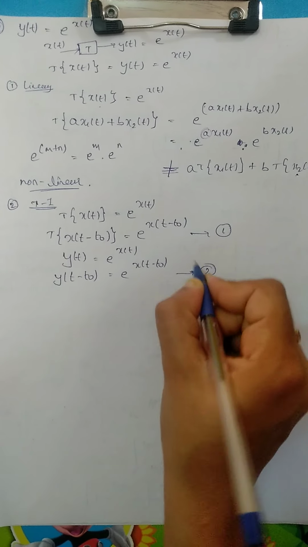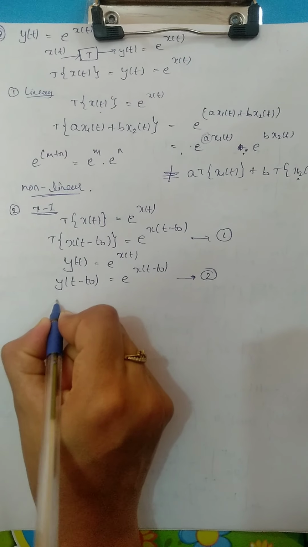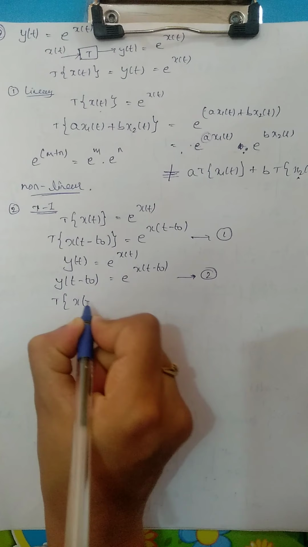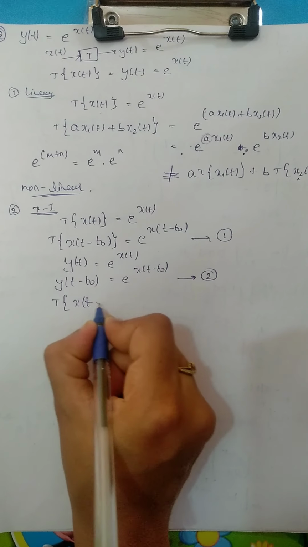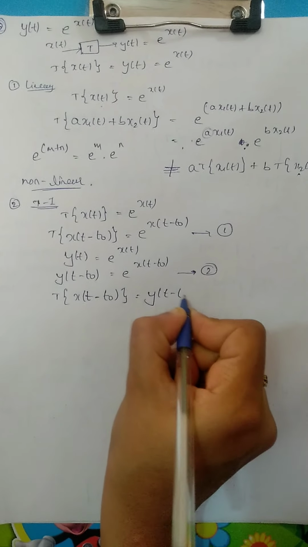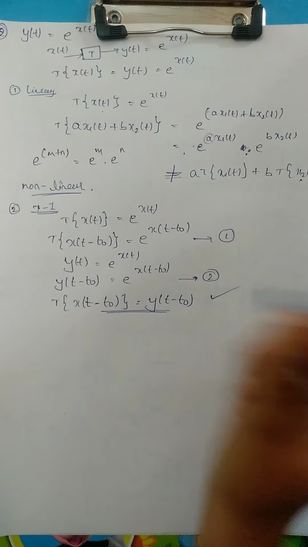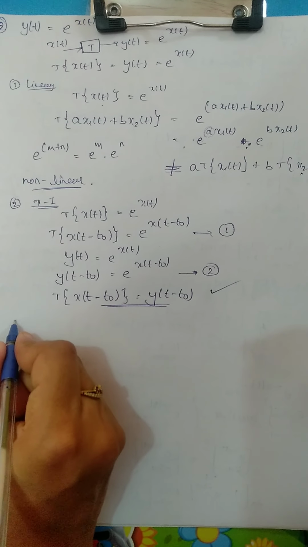Both equations 1 and 2 are equal on the right hand side. So on the left hand side, T of x of t minus t naught is equal to y of t minus t naught. If this equation is satisfied, we can say that the system is time invariant.